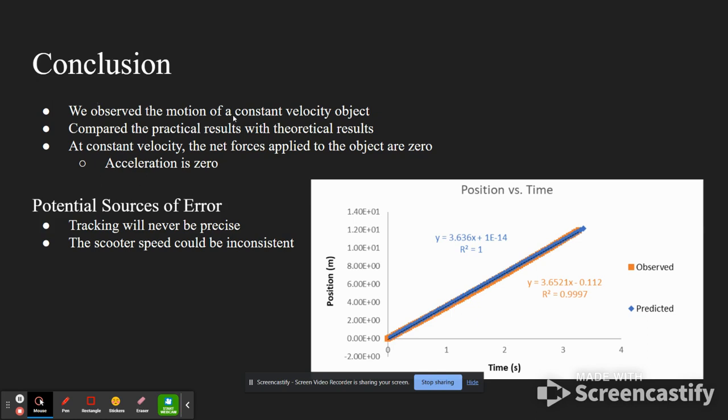And so in conclusion, we observed the motion of a constant velocity object and compared the practical results with theoretical results, and at constant velocity, the net forces applied to the object are 0, meaning 0 acceleration. Now, I want to address the potential errors that I mentioned before: tracking will never be precise, especially if you're at a further distance and you have to zoom in a lot to manually track an object's position over a period of time. The scooter speed could have also been inconsistent, but I made sure to keep the experiment as consistent as possible.